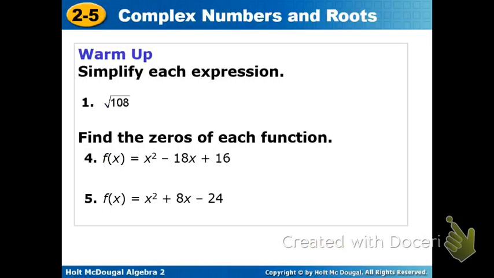Alrighty, so I believe on your paper you do not have an extra problem, which is great because I don't really want to do that one anyway.